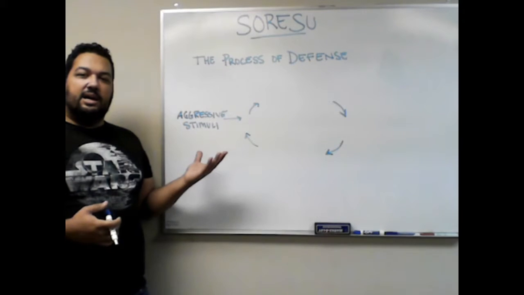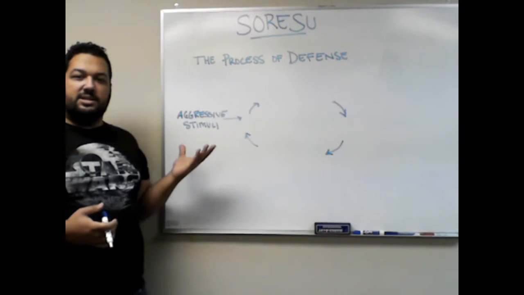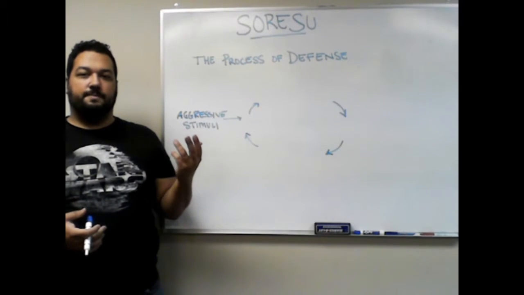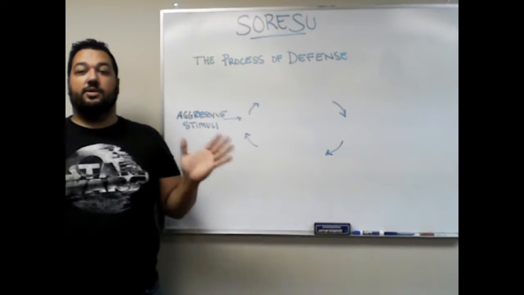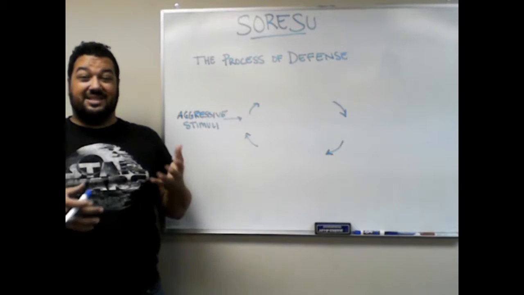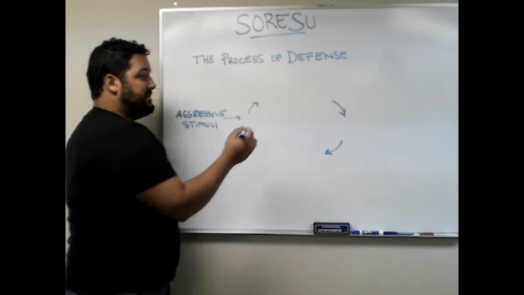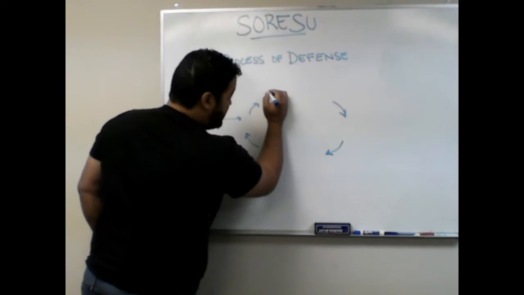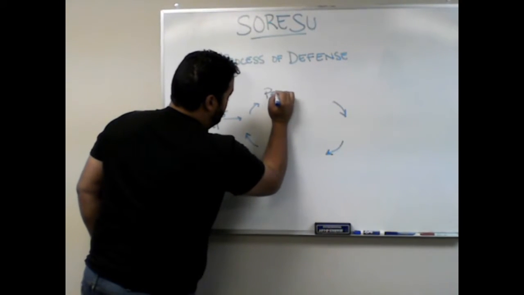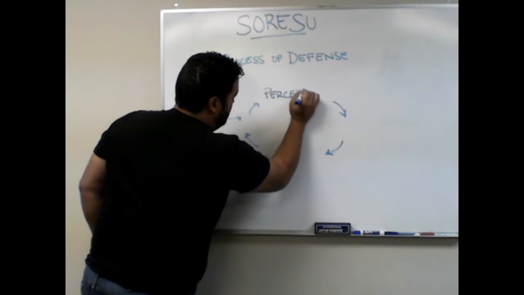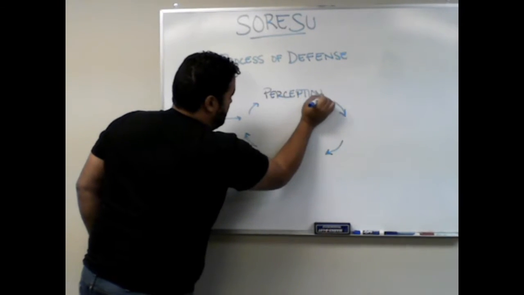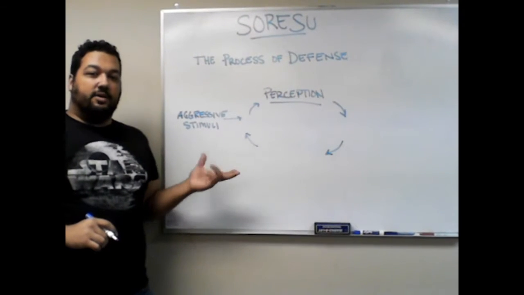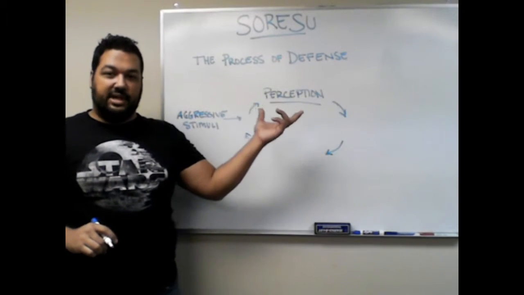So what is the next step in this? Once that aggressive stimulus is going to happen, it's outside of you. It's going to happen regardless of whether or not you're aware of it. So the first step is to be aware of it. We have the sensorial stage or the perception. So we have an aggressive stimulus which leads us into perception.